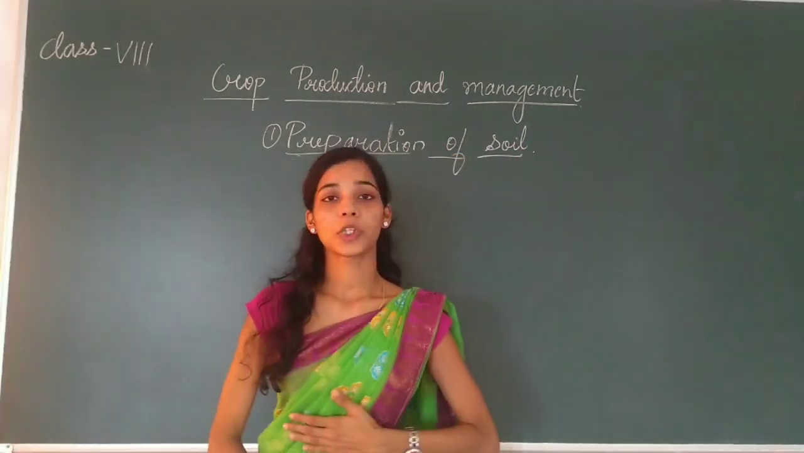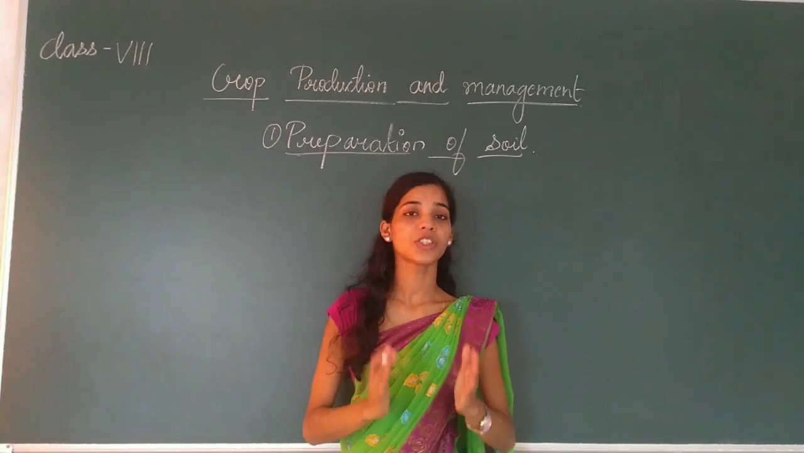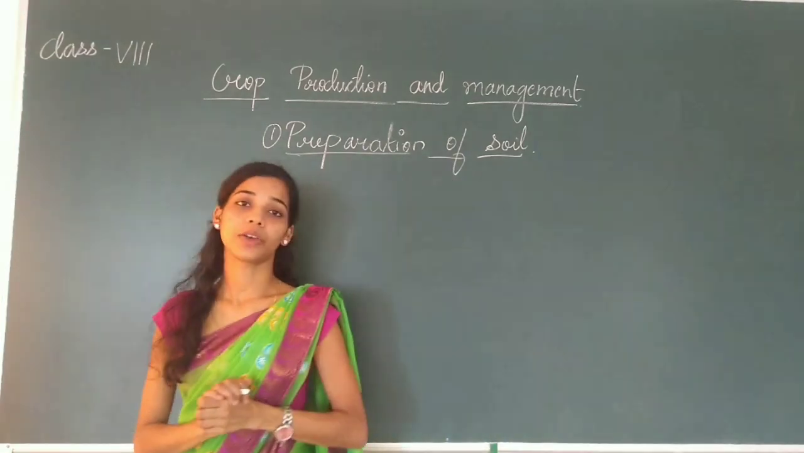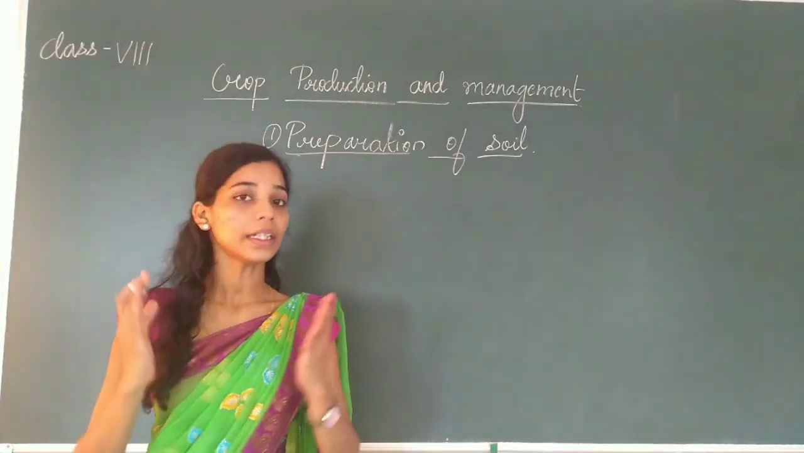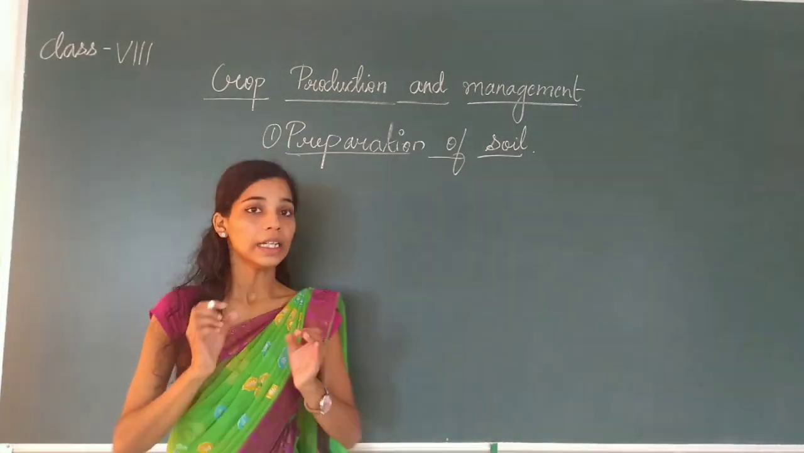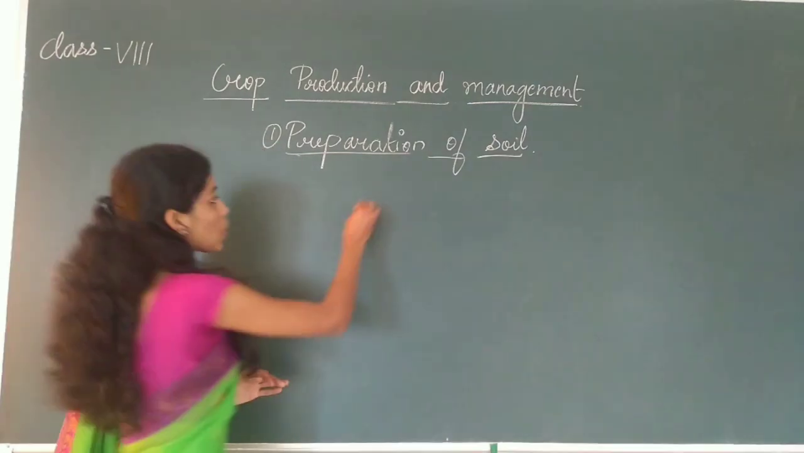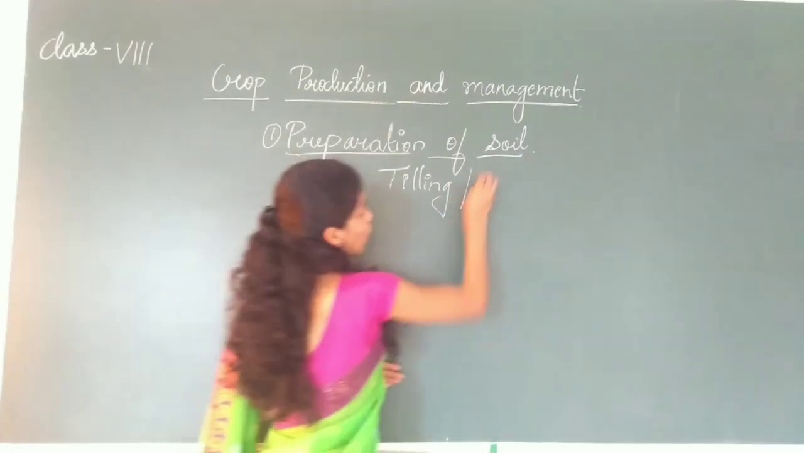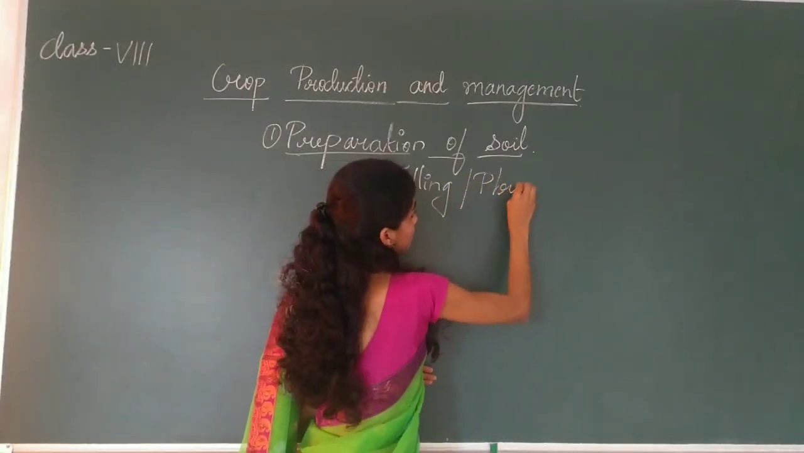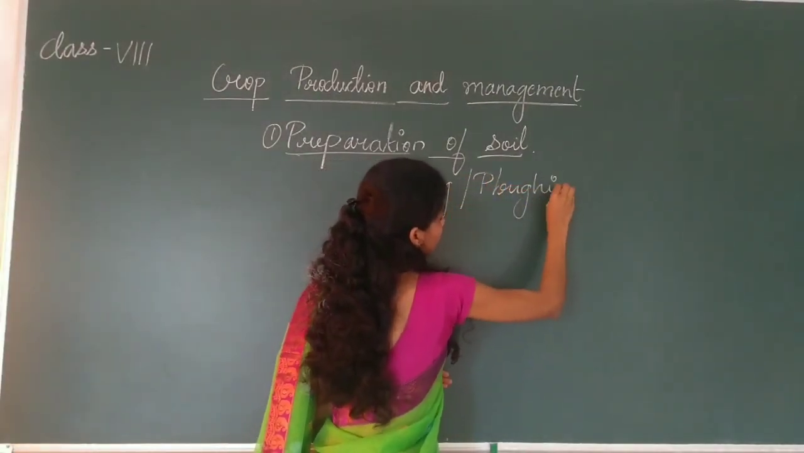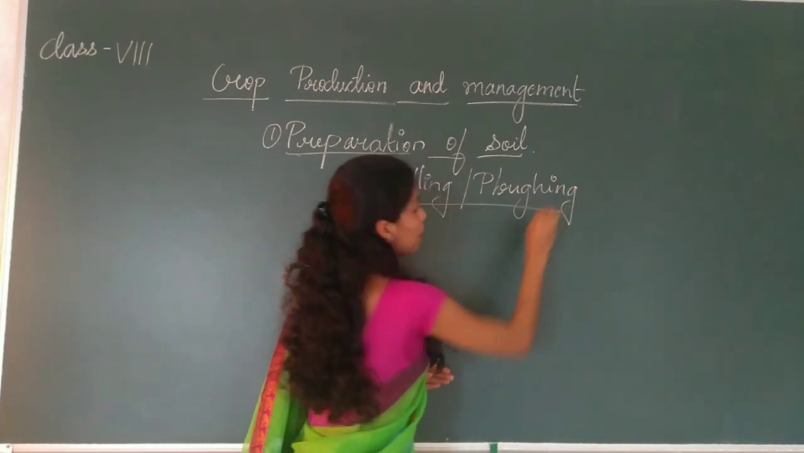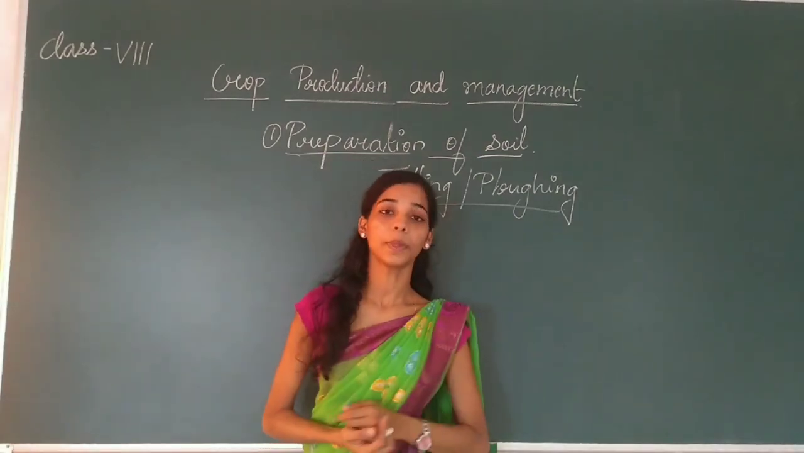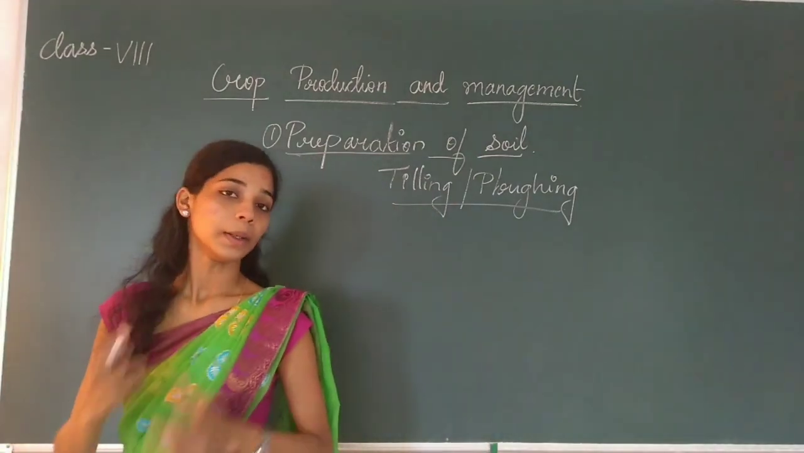What is this preparation of soil? The preparation of soil means just loosening of the soil and turning of the soil. The loosening and turning of the soil, we also call it as a tilling or a ploughing process. So what is tilling and ploughing? It means the loosening and turning of the soil. This is done with the help of a plough.